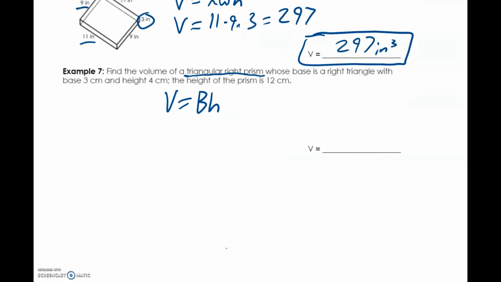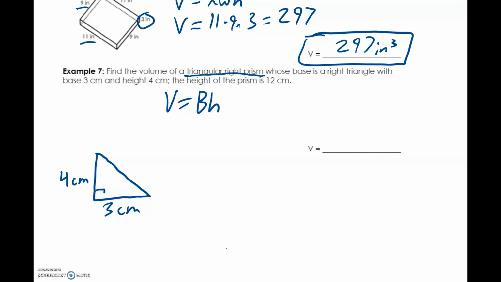So for instance, I see it says the base is a right triangle. So I'm going to draw this real quick. Right triangle with base 3 centimeters. In this case, when it says base, that's just meaning a side length, and then a height of 4 centimeters. Again, this is the height of this one shape, not the height of the entire prism. And then, like we see over here, it tells us the height of the prism is 12 centimeters.